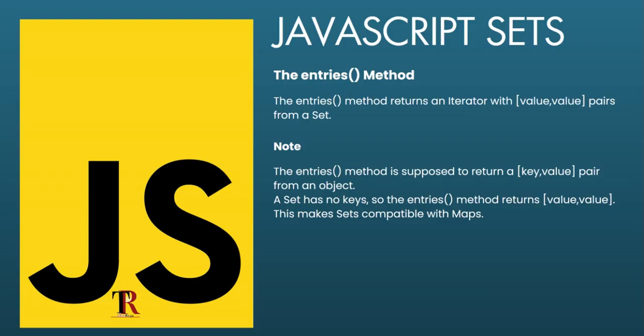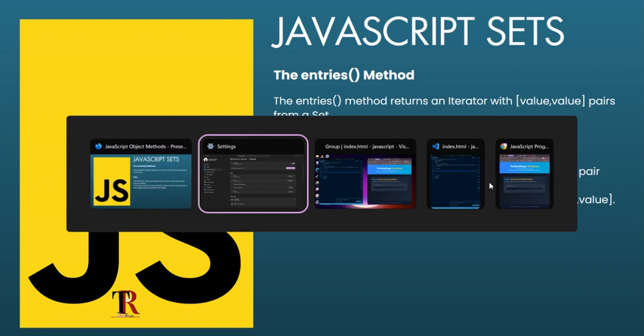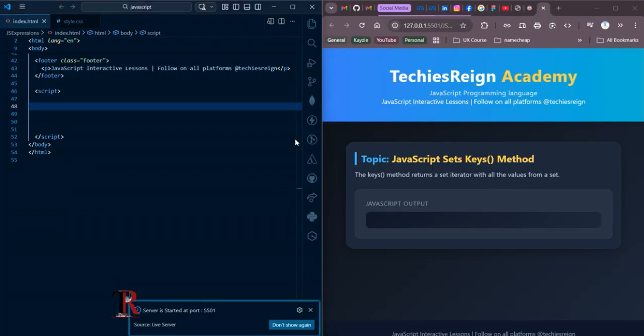The entries method returns an iterator with value pairs from a set. So when you use an entries method with a set, it returns an iterator with value pairs, which means it is expected to return a double value, with the first value and the second value as pairs from your set. So let's take a look at an example in the code editor so that we understand this clearly.